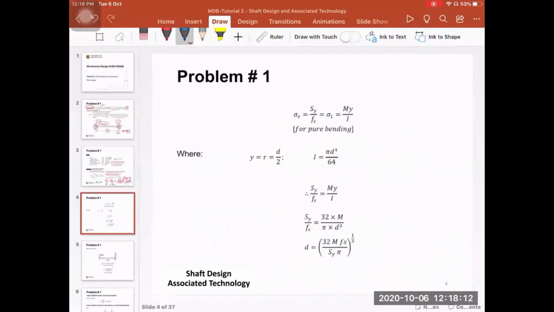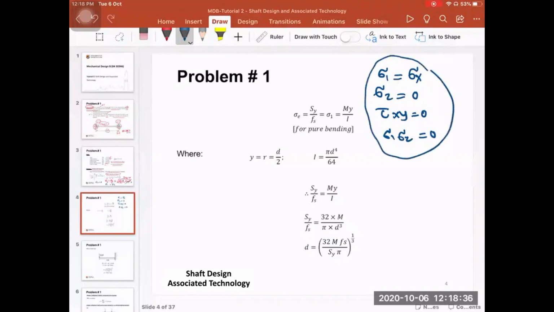So based on the von Mises failure criteria, sigma 1 in this case is equal to sigma in the x direction, sigma 2 is equal to 0, tau xy is equal to 0. Consequently, in this equation, sigma 1 times sigma 2 is equal to 0. So if you substitute all these values into the von Mises failure criteria, you will find that the equivalent stress is equal to the yield strength over the factor of safety. It is equal to sigma 1, where sigma 1 is sigma x.